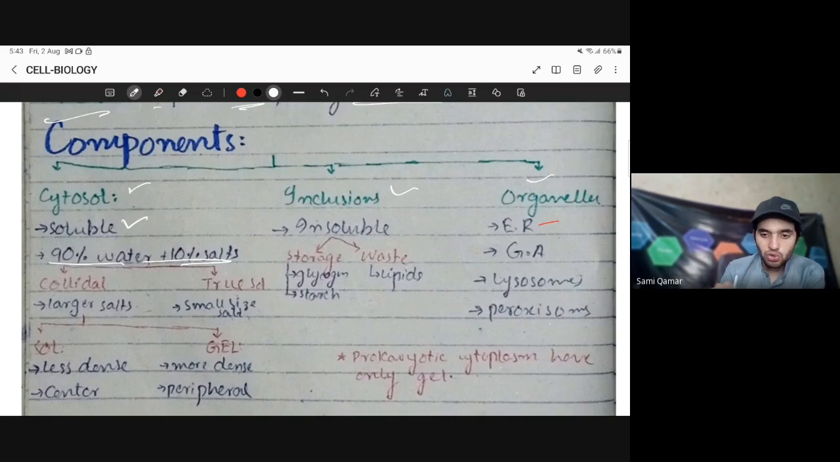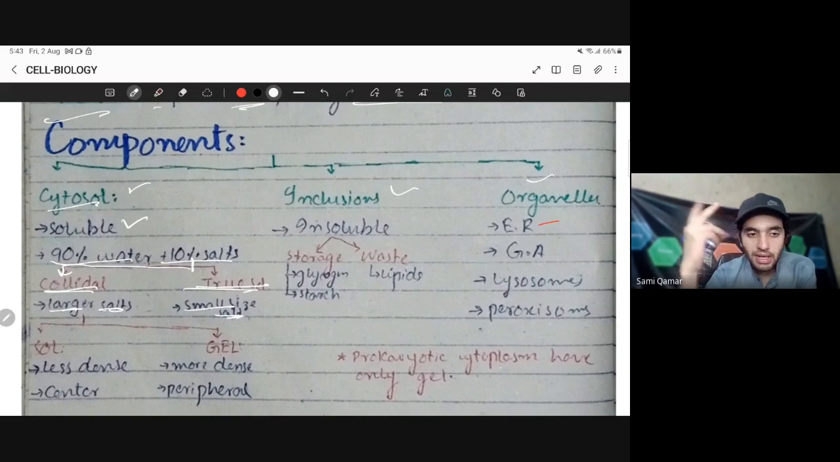Cytosol has two regions: one is colloidal, the second is true sol. So cytosol has two things, 90% water and 10% solids. The salts are of two kinds: colloidal salts, which are larger, and the true sol region, which contains small size salts. So in cytosol there are two regions, colloidal region and true sol.